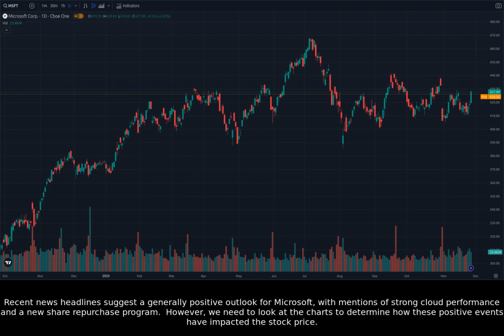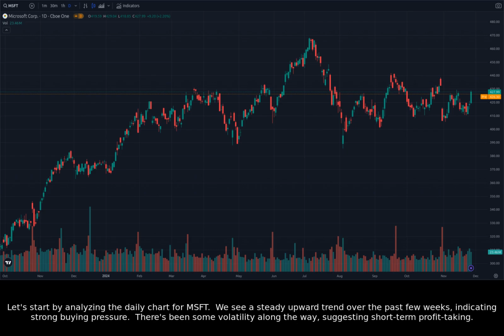Recent news headlines suggest a generally positive outlook for Microsoft, with mentions of strong cloud performance and a new share repurchase program. However, we need to look at the charts to determine how these positive events have impacted the stock price. Let's start by analyzing the daily chart for Microsoft.